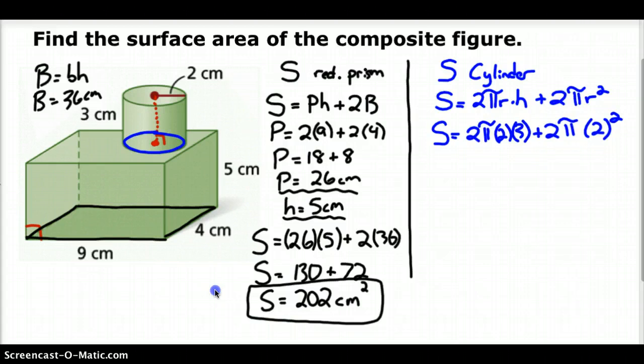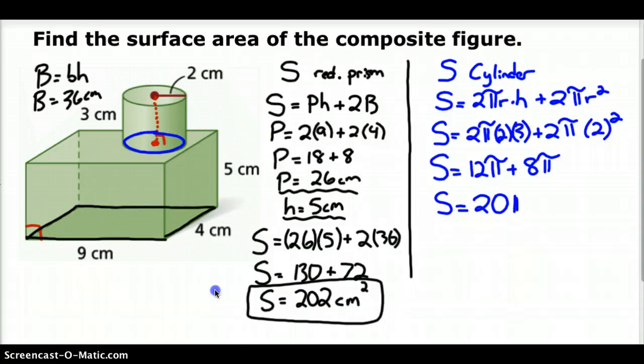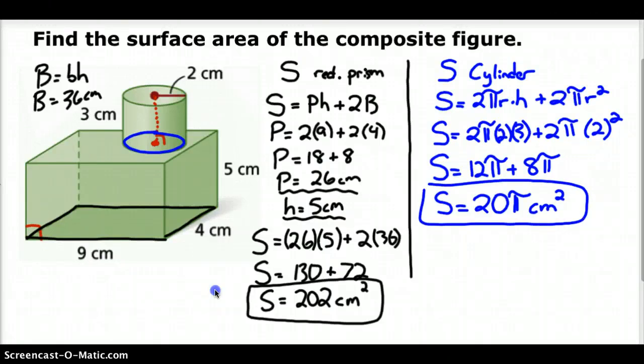squared. Okay, so now our surface area is going to be equal to 2 times 2 times 3. Okay, that's going to give us 12 pi plus 2 squared is 4. 4 times 2 is going to give us 8, so that's going to be 8 pi. Okay, so if we just combine like terms here, we're just going to get that our surface area of our cylinder is going to be equal to 20 times pi, and we're going to write this as square centimeters.